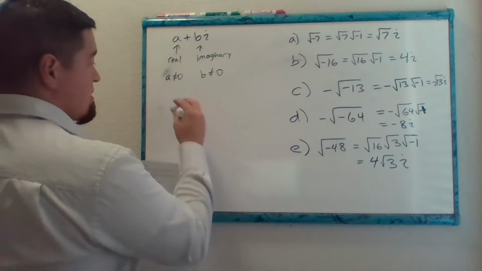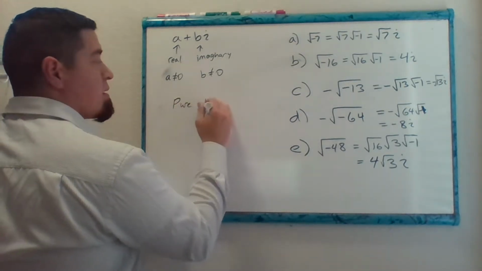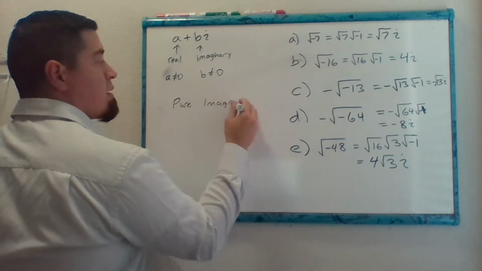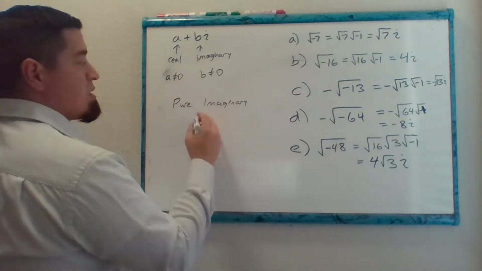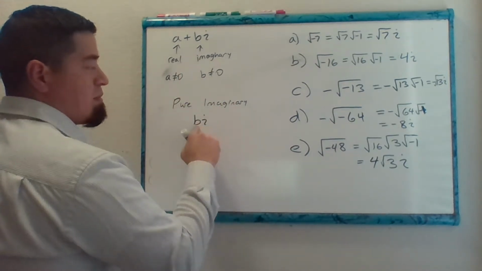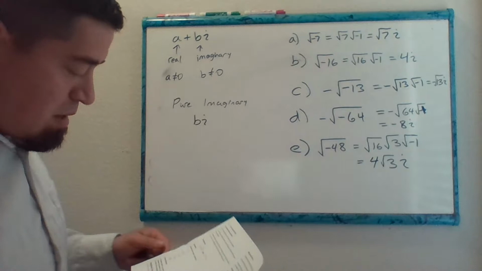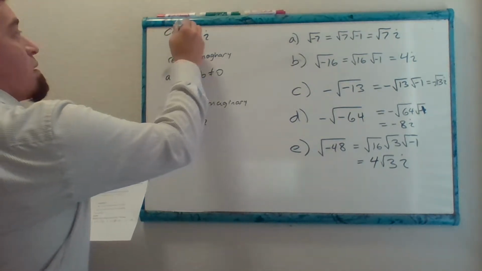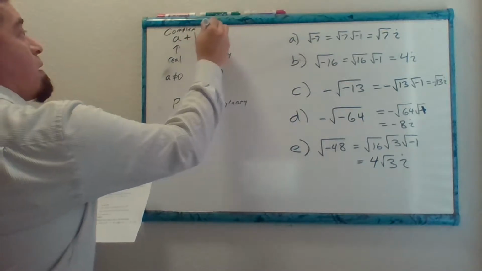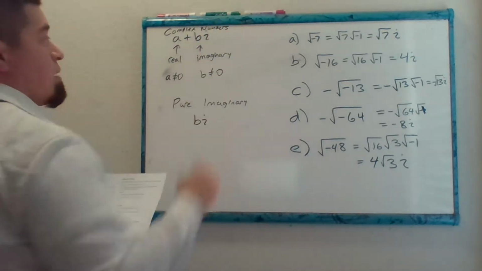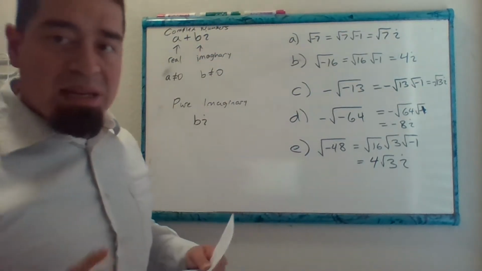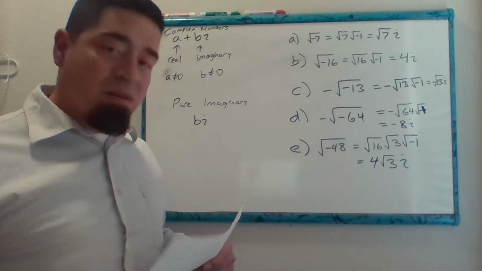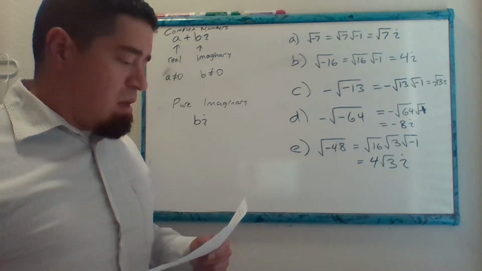We also have this other term called a pure imaginary number, which would mean something like just bi, some number times i. But for the most part, this is what we call complex numbers. But it all goes back to i, which we know now is the square root of -1.